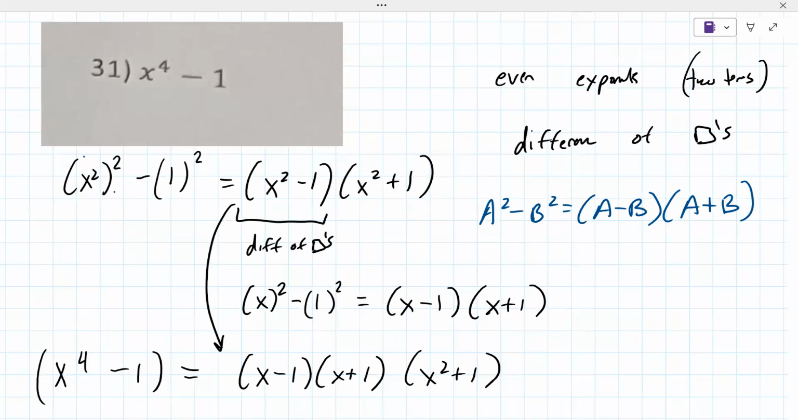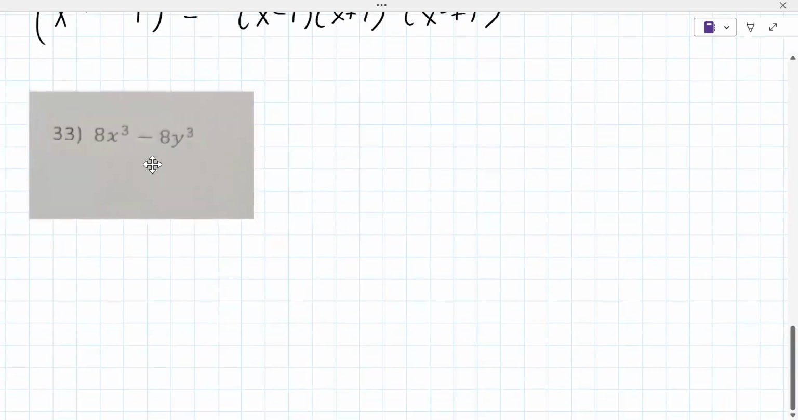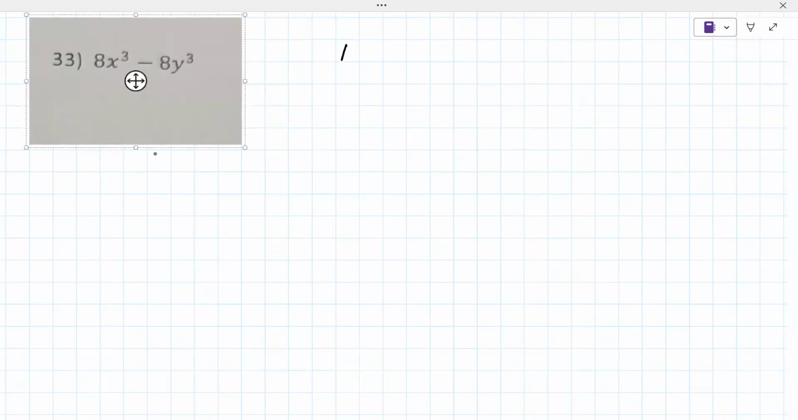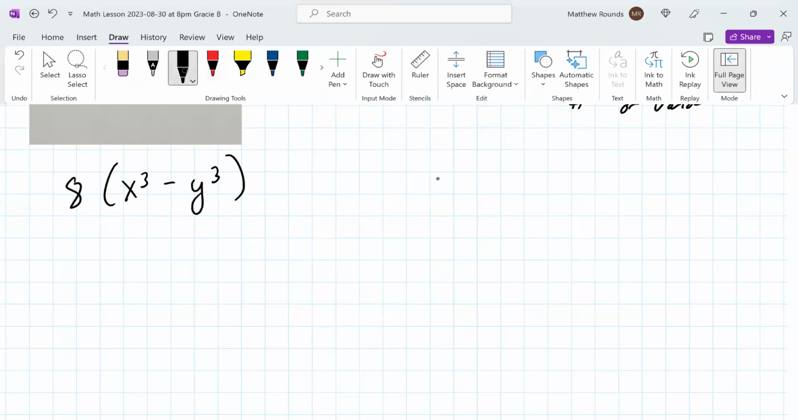I'm going to go to 33 next because it's not the same as 31, but it's in the same kind of trajectory. The first type of factoring that you're always supposed to do is a greatest common factor, or GCF, which could be a number or a letter, or variable. So notice that there's an 8 in both. Is that okay so far? Yes. All right, so this is now difference of cubes.